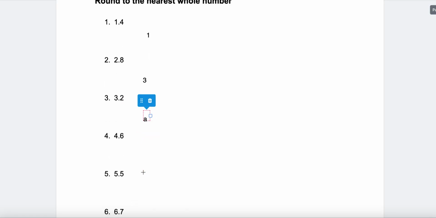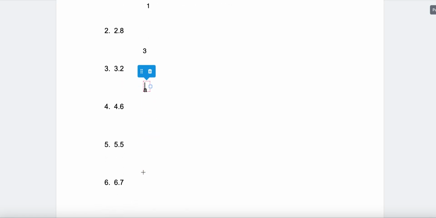Next one should also be 3. This one could be kind of tricky if you are still working on rounding, but it should not be too hard. It should be 5.5. That's right in the middle. Do we round it up or down? If you haven't learned already, if it's a 5, you always round it up. So 5 or above, you round it up. So this one will be 6.